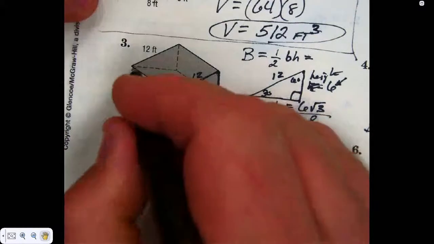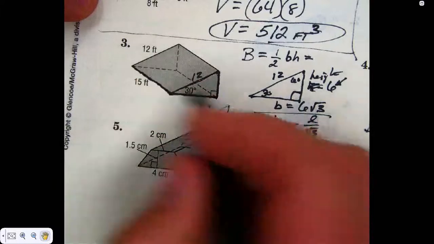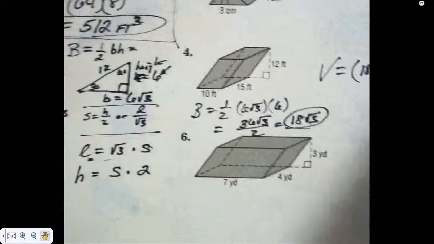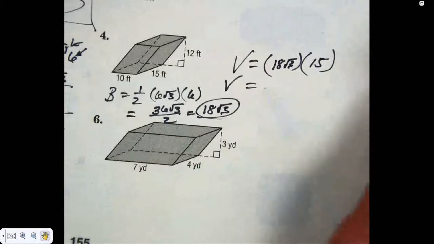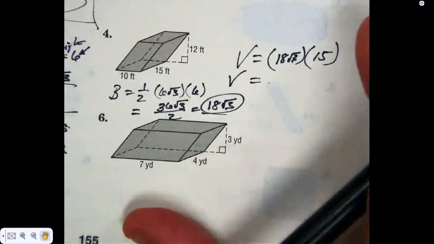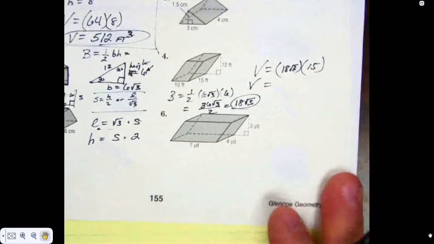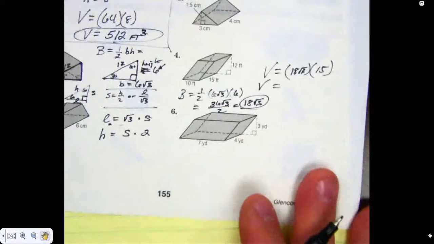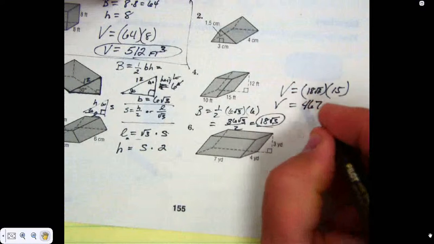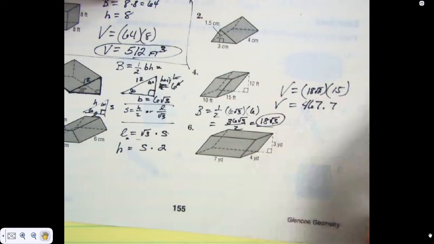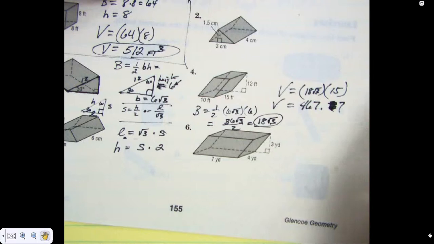Remember, the height of a prism is the distance between the what? The two bases. Which is 15. Whatever you get as a decimal there, multiply that out. 18 times square root of 3 times 15. See what you get. I got 467.653718, so 467.7.